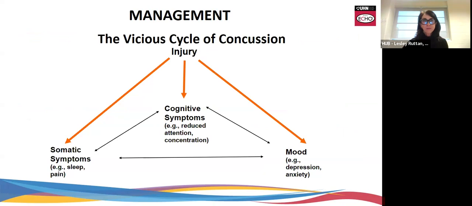Great, thanks, Robin. So returning to the vicious cycle of concussion, management is partly about preventing or breaking this vicious cycle. Patients need education about this interplay of symptoms, and they need treatment for the lowest hanging fruit, which are often the biggest driver of other symptoms. So namely sleep, mood, and pain, for example, headaches. Often treatment for any or all of these issues will help resolve the rest of the symptoms.